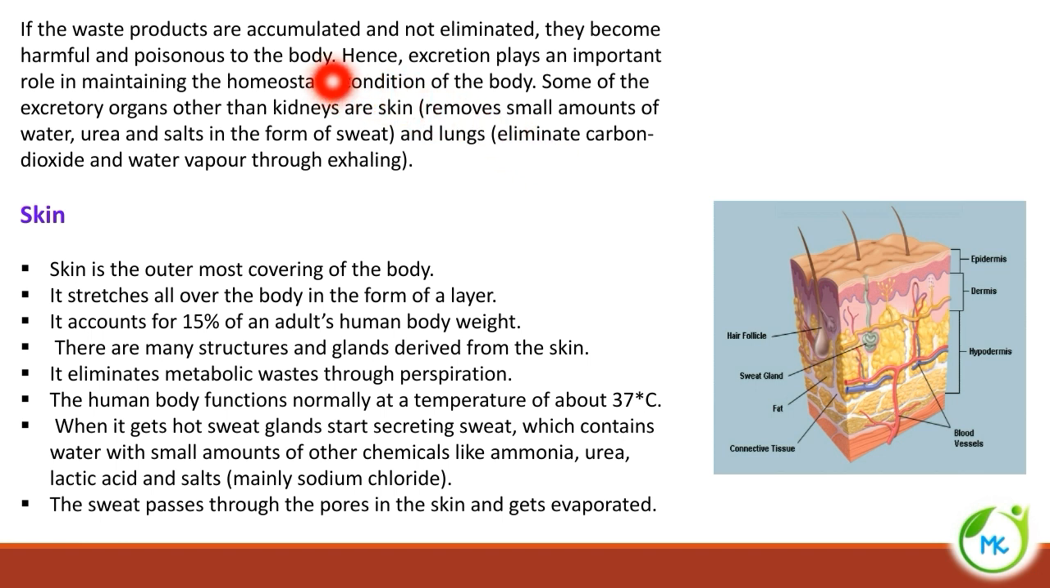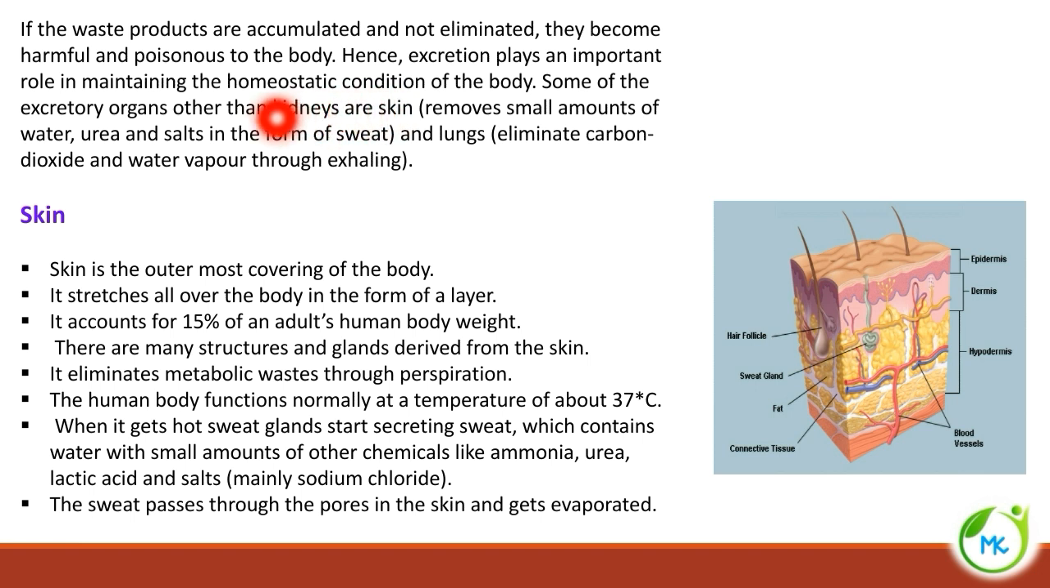If the waste products are accumulated and not eliminated, they become harmful and poisonous to the body. As a result of the metabolic reactions, waste products are produced, as we just saw. If the waste products are not removed from the body and start to accumulate, since they are toxic substances, they will be harmful or poisonous to our body. So excretion plays an important role in the homeostatic condition of the body.